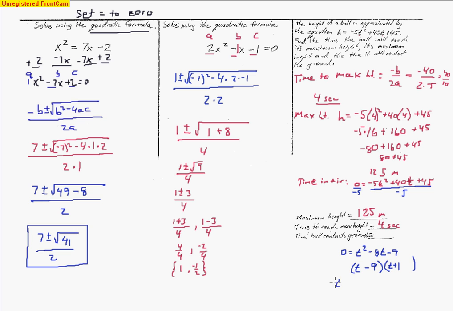You set the factors equal to 0, and you come up with two answers. So we end up with a positive 9 and a negative 1. Well, you're going to go with the one that is positive, because negative would just be before it launched, and that's not what we want. We want after it launched, when it will hit the ground. 9 seconds is the time it takes.